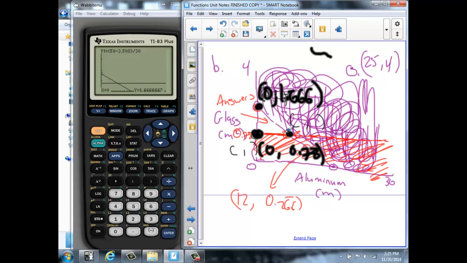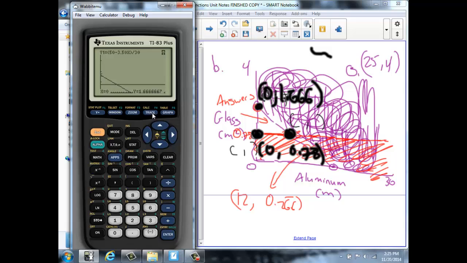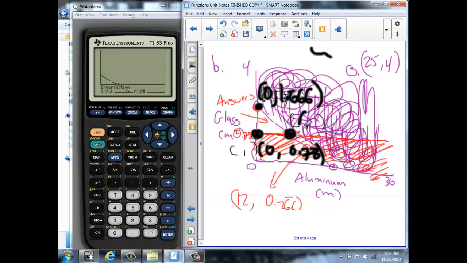Or you could buy a lot of glass and have a very large table. Or this point right here is probably the most logical point for the table, where you buy some glass and some aluminum. How do we find this point here? Good. Intersect it, yeah. Second, calculate the intersect. So the most logical possibility is to use 7.6 meters of aluminum and 0.78 meters of glass.